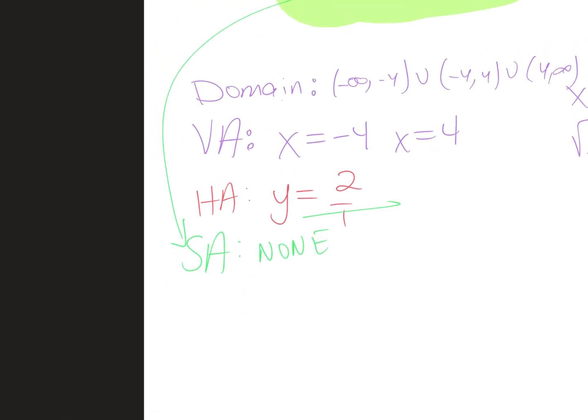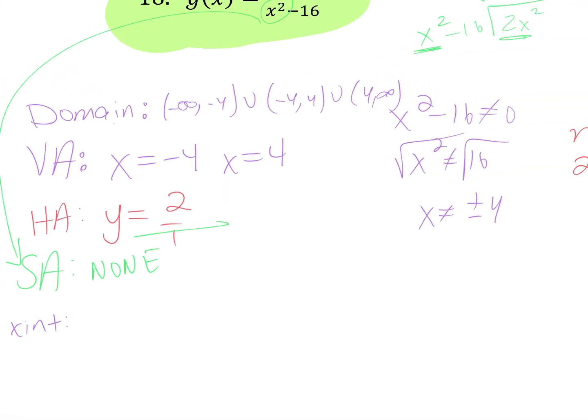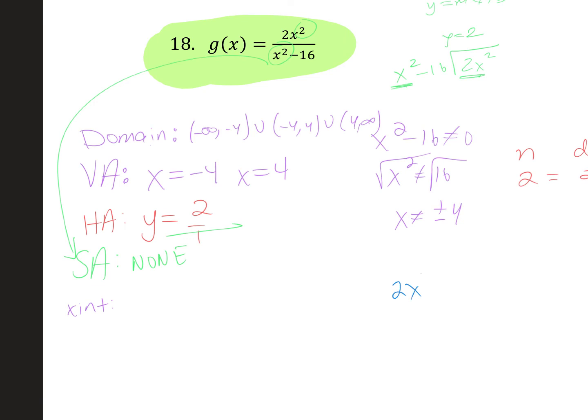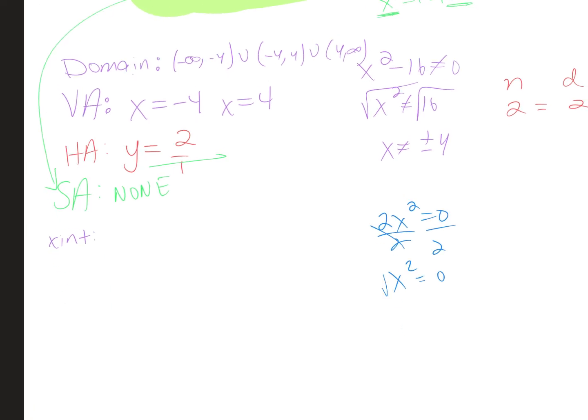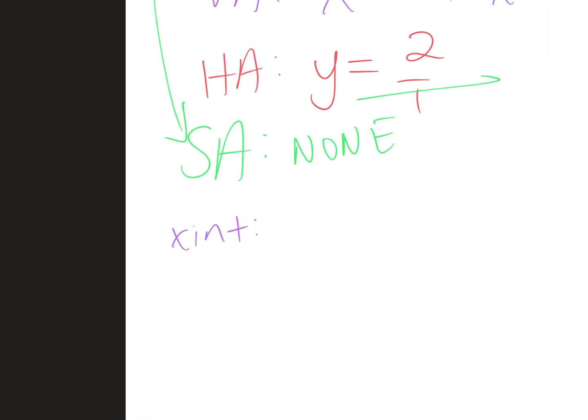So if we're going to talk about x-intercepts, that's my zeros, right? You just know both those things. How do you find the x-intercepts? You set the numerator equal to 0. So 2x squared equals 0. Divide by 2. x squared equals 0. Take the square root. What's x equal? 0. How do I write my x-intercept? 0, comma 0. Good.